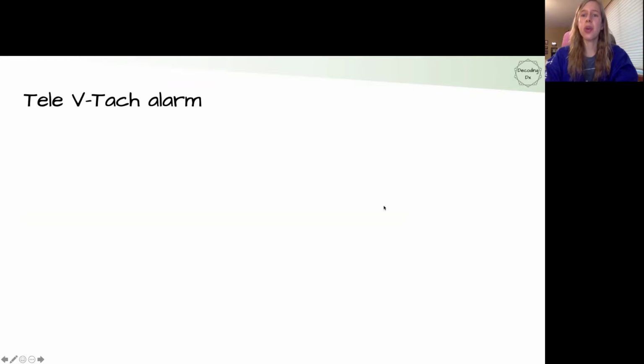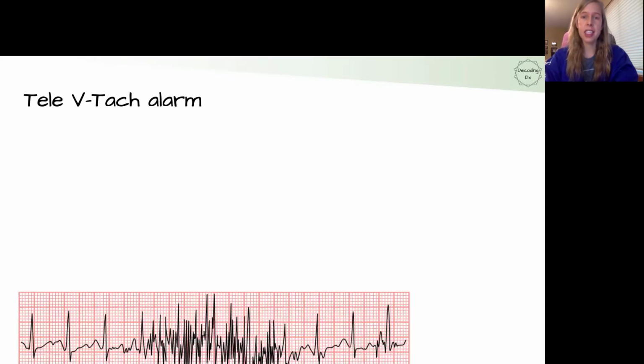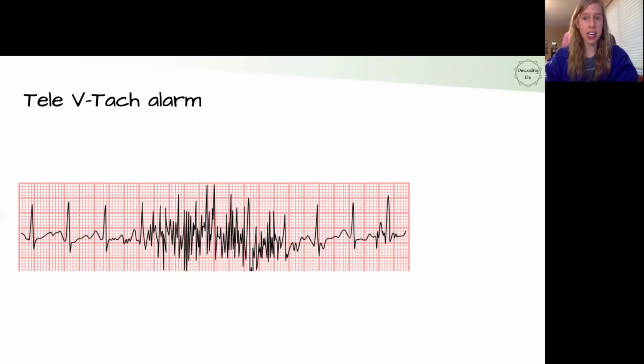Let's say now that you are on night floats and you are paged because of a non-sustained V-tach on tele. You go to the floor and you check the telemonitor, and this is what you see. So is this V-tach? Do we need to worry? Do we need to rush to the bedside, call a code?